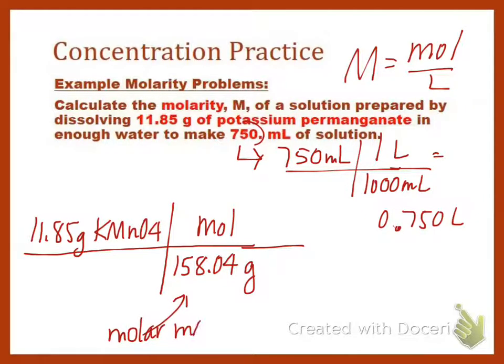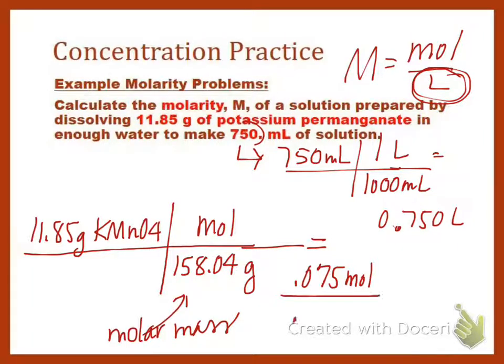Let's just write that down so someone doesn't ask, where did I get that number? Okay. So when I do that, I get 0.075 moles. So my unit is moles per liter. So now I'm going to divide by the liters of solution in the problem, which we already converted to be 0.75 liters. So I'm going to divide by 0.75 liters, and then that gives me my answer.